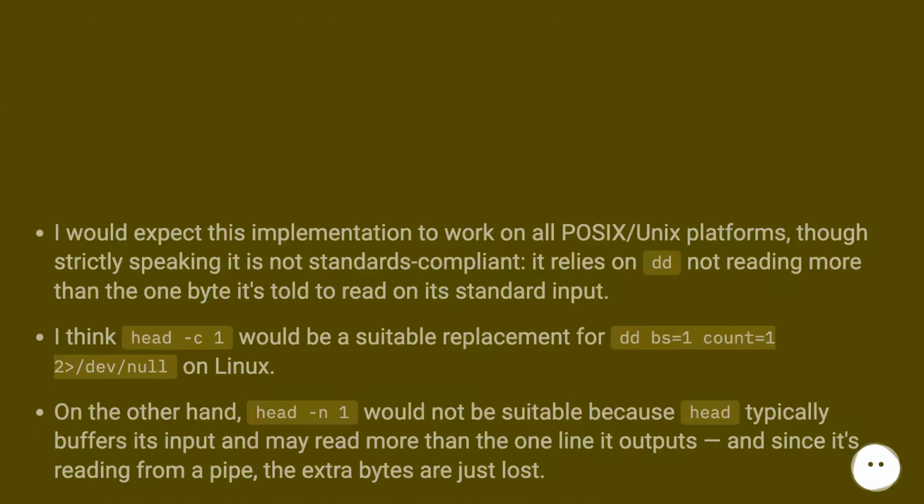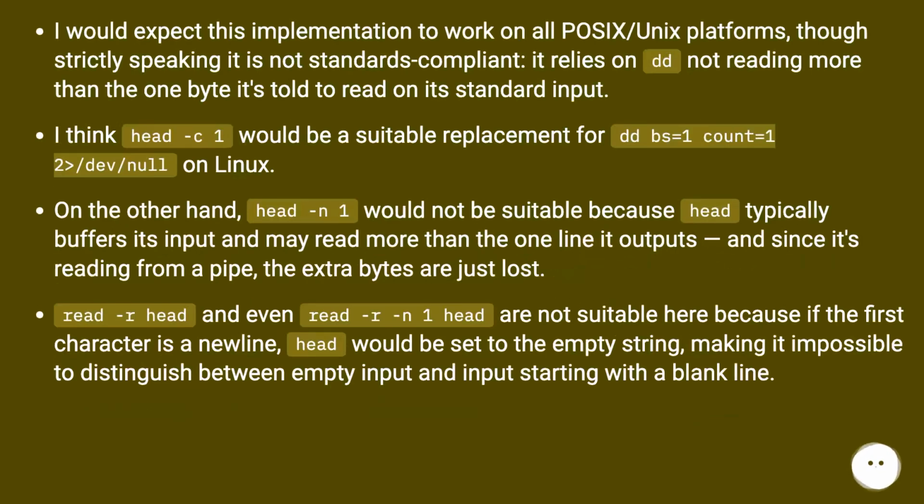Design notes. I would expect this implementation to work on all POSIX/Unix platforms, though strictly speaking it is not standards compliant. It relies on dd not reading more than the 1 byte it's told to read on its standard input. I think head -c1 would be a suitable replacement for dd bs=1 count=1 2>/dev/null on Linux. On the other hand, head -n1 would not be suitable because head typically buffers its input and may read more than the 1 line it outputs, and since it's reading from a pipe, the extra bytes are just lost.